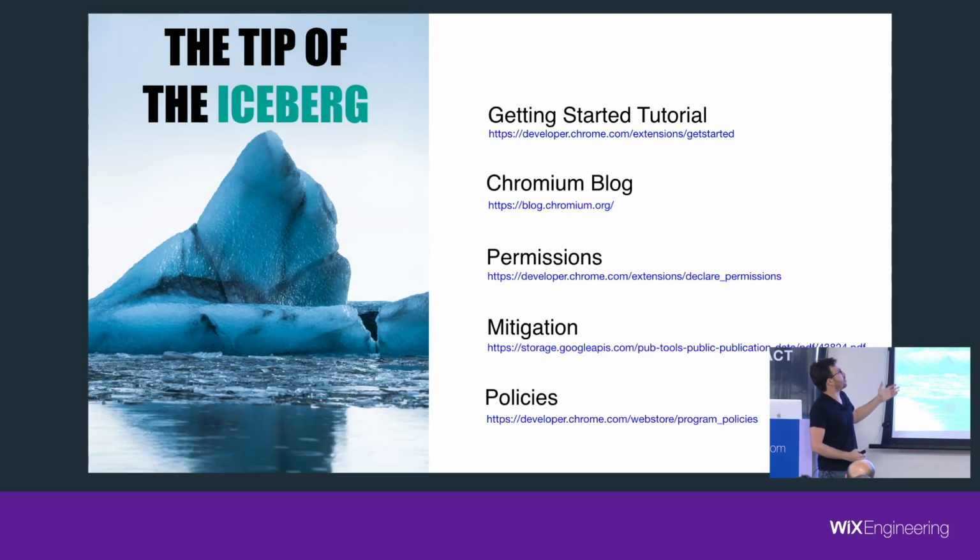Cool. So this was just the tip of the iceberg. There are many more topics you can look into: mitigation, for example, how Google finds the malicious extensions out of all the extensions, and the whole permission model, which is pretty awesome. Also, you can read more about the Manifest v3 that is going to come. I can publish this PDF or give it to you after this talk.